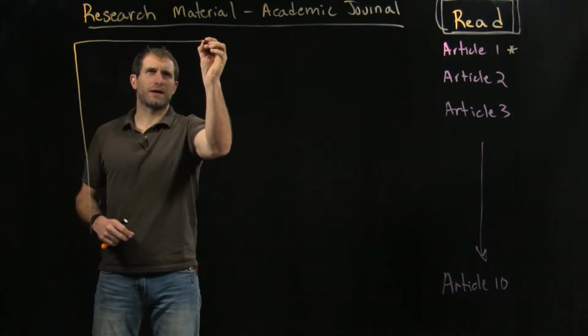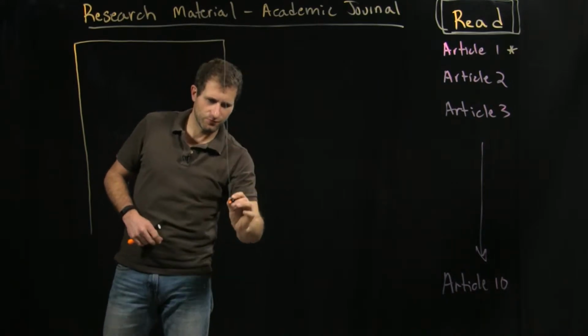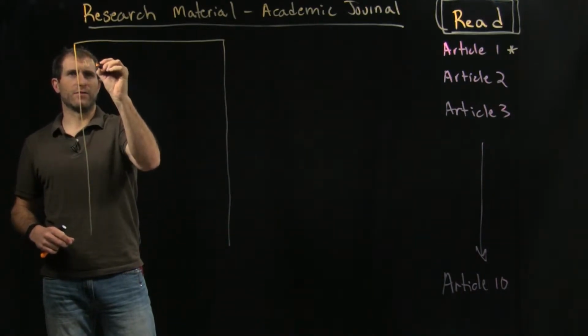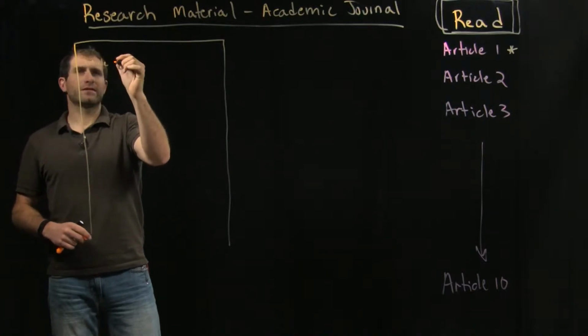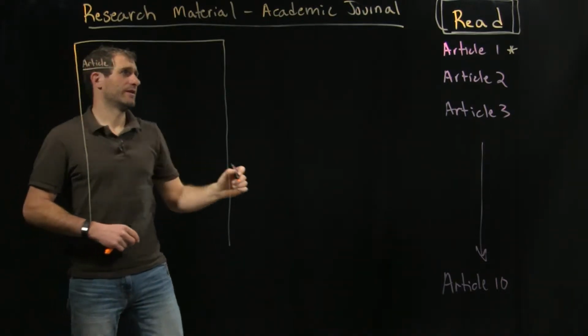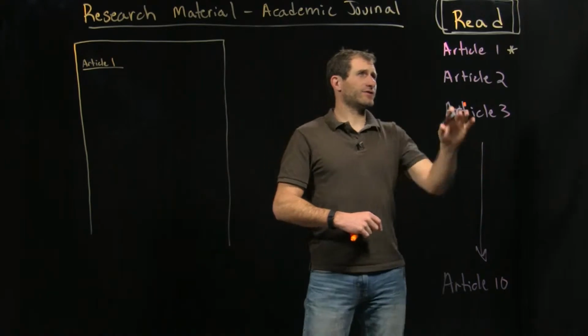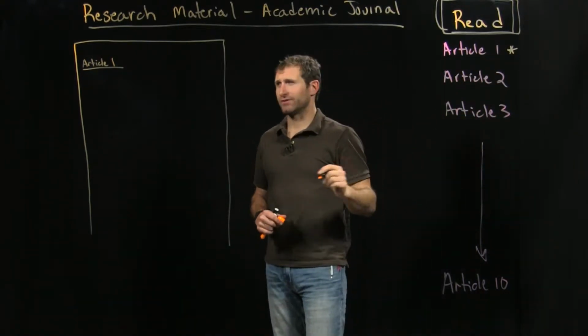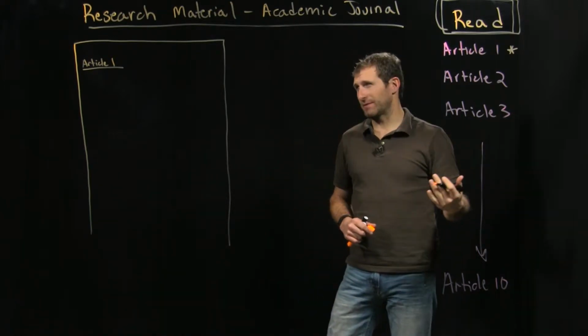And as you're reading Article 1, this is my suggestion. On your piece of paper, you write the title of the article. In this case, I'm just going to call it Article 1. And let's say Article 1 is 3 or 4 pages. And as you're going through Article 1, you need to be highlighting key passages as you're reading it, things that you think might be interesting.